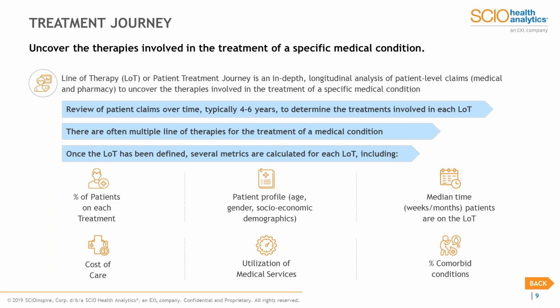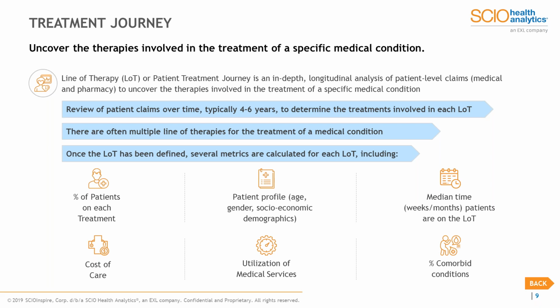We may uncover that there are vastly different profile types by line, and within a line, by treatment regimen. For example, patients within line 1 treated with a metformin may have vastly different attributes than those being treated with insulin. Median time is another metric that we calculate, and this provides valuable insights on how often patients may stay on a particular line and within a line by regimen. And we often see this time varies greatly.